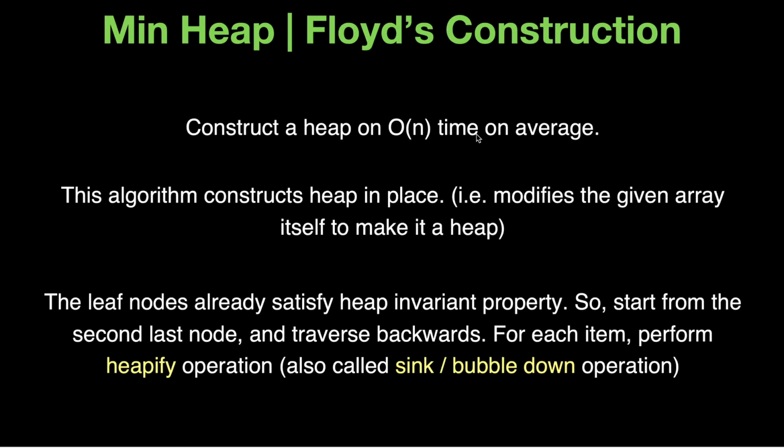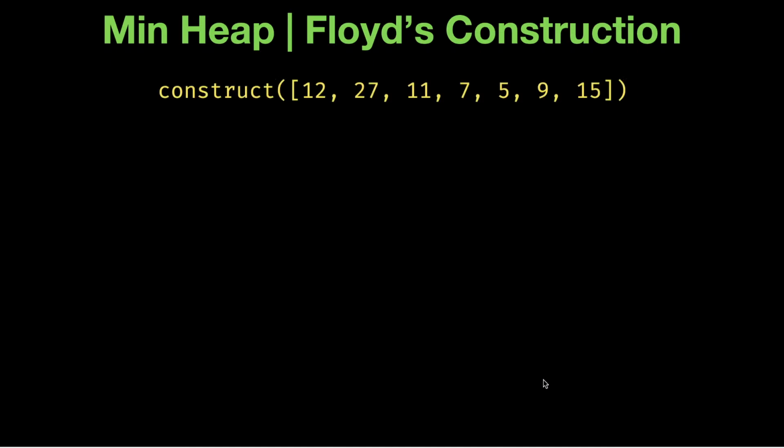And then we come to the next optimal construction algorithm. This is Floyd's construction, and this algorithm basically constructs the heap in O of n time on average. The idea is to construct the heap in place. In place means you modify a given array itself to make the heap. The leaf nodes already satisfy the heap invariant property, so we need not do any operations on them. We start from the second last node and traverse backwards, and for each item we perform heapify operations, which is also known as sink or bubble down operation. We will see this graphically in an example.